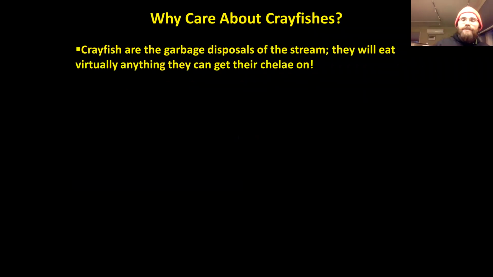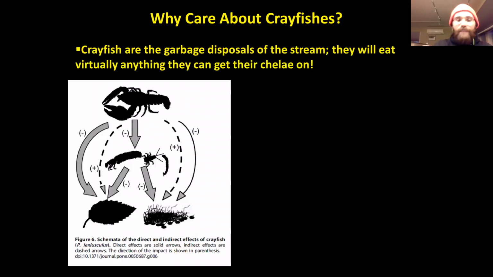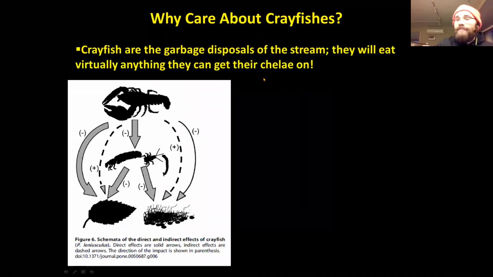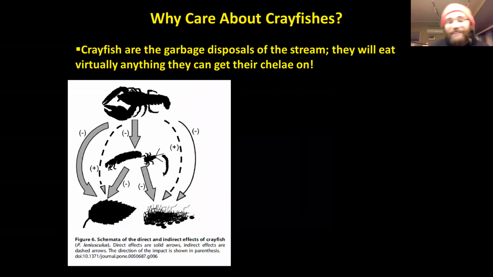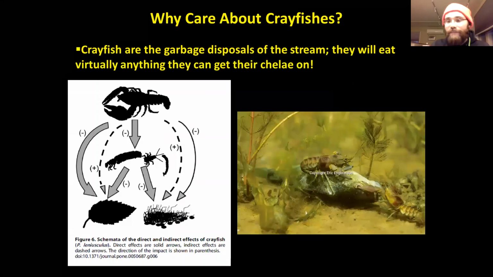And then crayfish are also just little garbage disposals. They eat pretty much anything they can get their chelae on. So they'll eat aquatic insects, they'll eat fallen leaves, they'll eat algae, periphyton, and plants. You name it, fish, each other. Crayfish are definitely cannibalistic. They will eat it, and they will help recycle nutrients in the system. And they have incredible impacts on the ecosystem because of that.